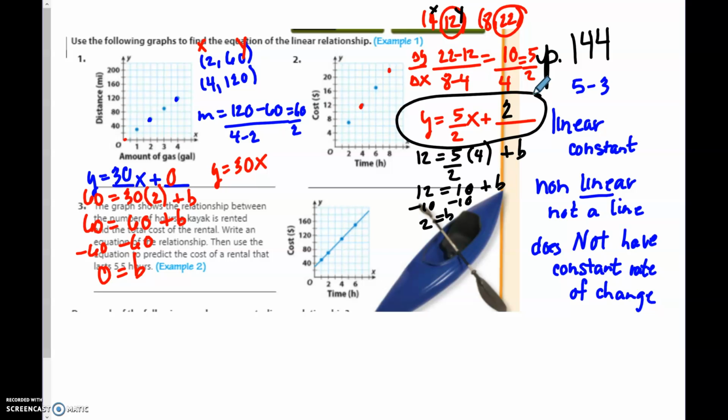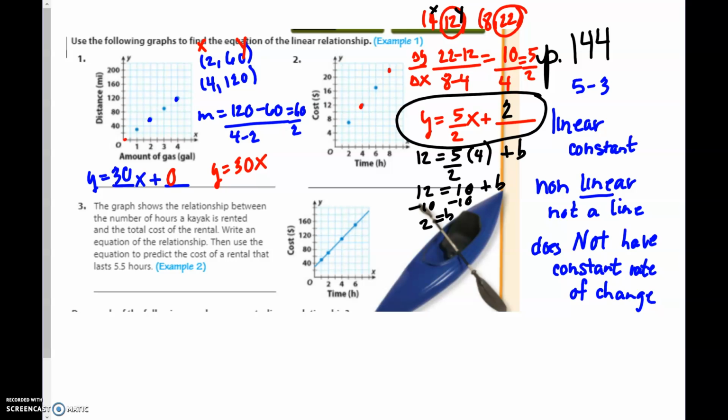My slope for this equation is 5 over 2. My y-intercept is going to be crossing the y-axis at 2. It is a linear relationship. It is a straight line that has a constant rate of change. It is non-proportional because it does not go through the origin. Here we've got a y-intercept of 2, so it's not going through the origin.